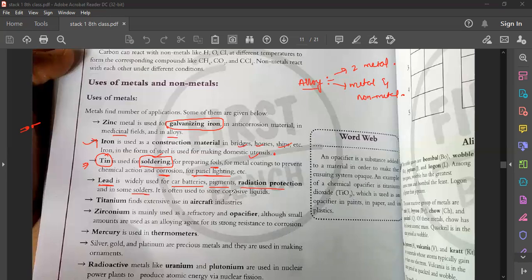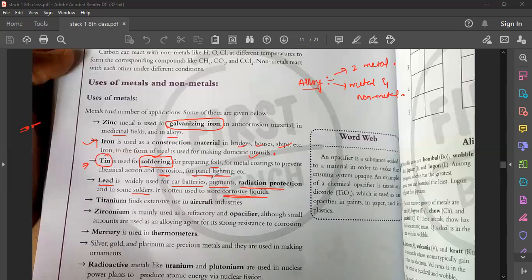It's often used to store corrosive liquids. Corrosive liquids means what? The liquids which will damage our skin. If you touch that liquid, it will damage skin, like acids. Acids are corrosive liquids. Generally, we will not store acids in lead because lead reacts with the acids, right? Other corrosive liquids which have a damaging effect will be stored in it, not the acids exactly.